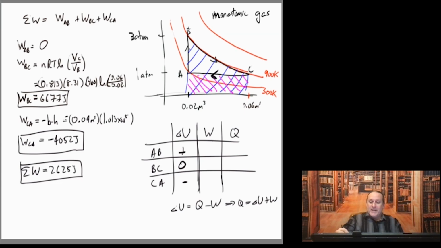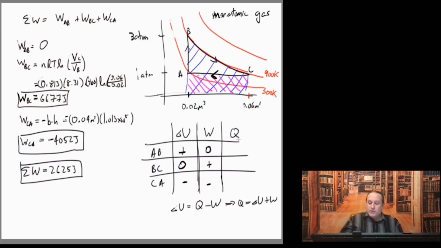Looking at the work from A to B, it's isovolumetric. There's no area underneath the vertical line, so we have 0 work. From B to C, it moves to the right, so there is positive work. And then from C to A, it moves to the left, so there is negative work.